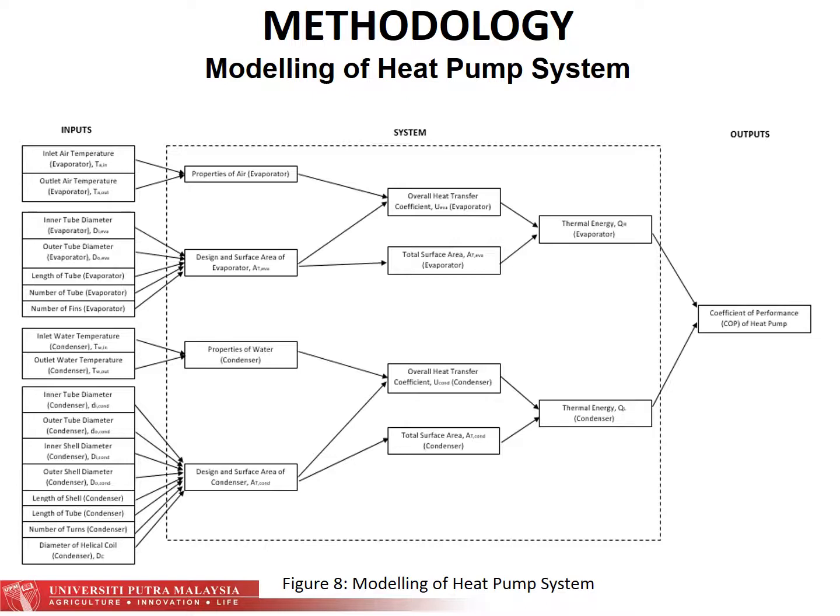As you can see in figure 8, the model is separated into three parts, which are input, system, and outputs. After you key the inputs into the system, it will automatically calculate the properties of the fluid, design, surface area, overall heat transfer coefficient, total surface area, and thermal energy of each component in the system by using the equations that have been set in the system. And the desired output of the system is the COP of the heat pump, which can be obtained from the system after the calculation as well.